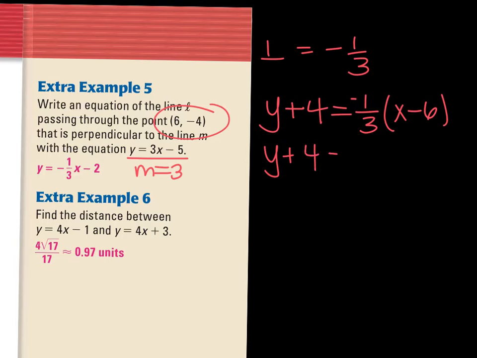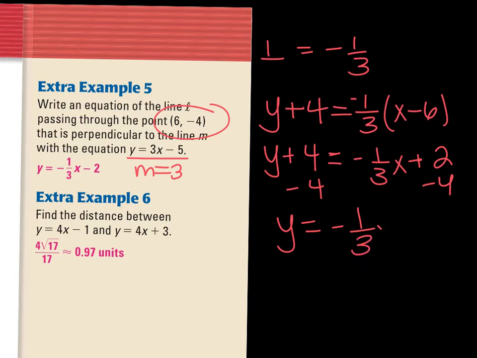Y plus 4 equals -1/3 x plus 6/3, which would become 2, minus 4, and I get -1/3 x minus 2.